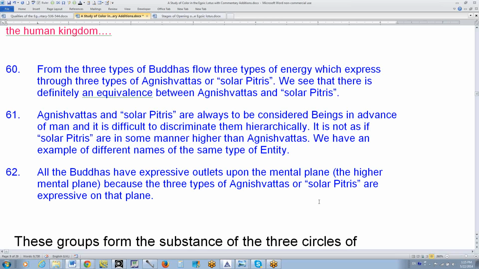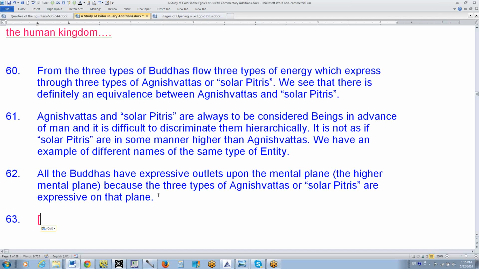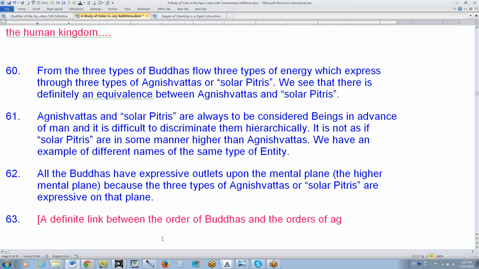All the Buddhas have expressive outlets upon the mental plane. The higher mental plane, because the three types of Agnishvattas or solar petries are expressive on that plane. So we have a definite link between the orders of Buddhas and the orders of Agnishvattas.